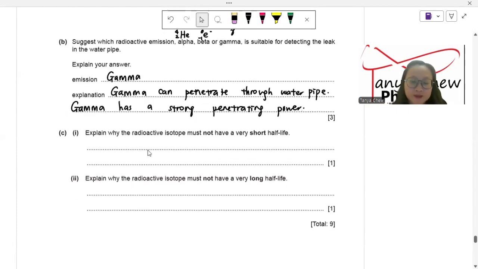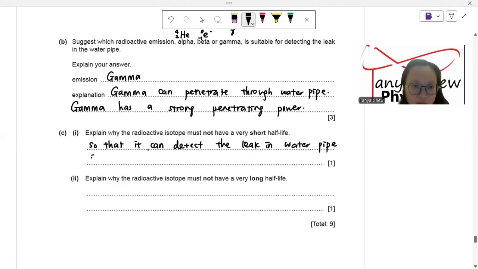C, part 1. Explain why the radioactive isotope must not have a very short half-life. You don't want the half-life to be short because you need time to detect and you need time to interpret what is happening. Is that a leakage or not? Right? If the half-life is very short, it serves no purpose. So I said that so that it can detect the leak in the water pipe in time.